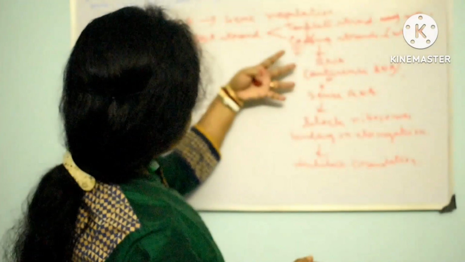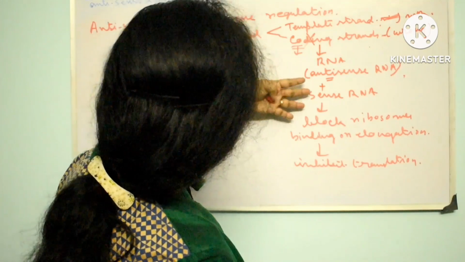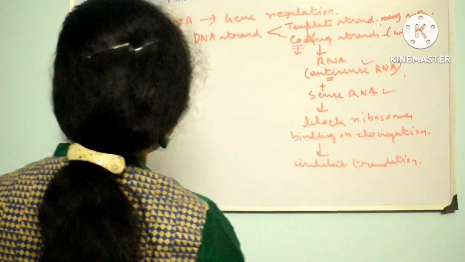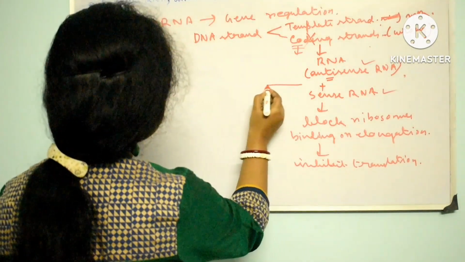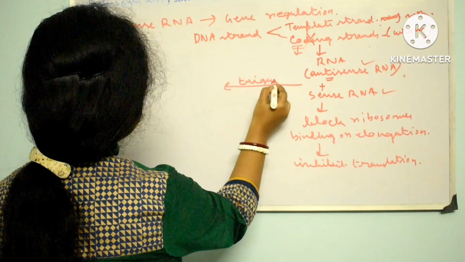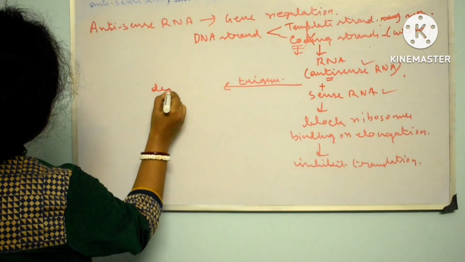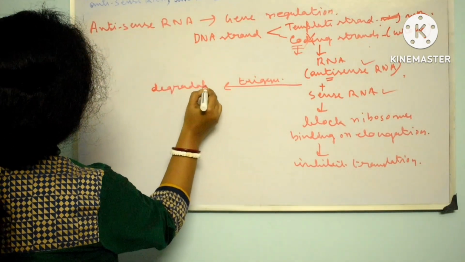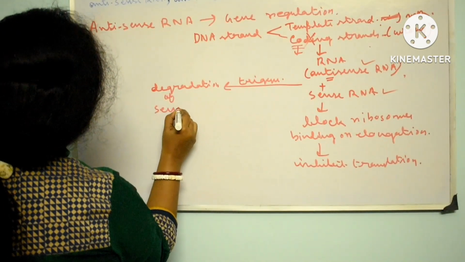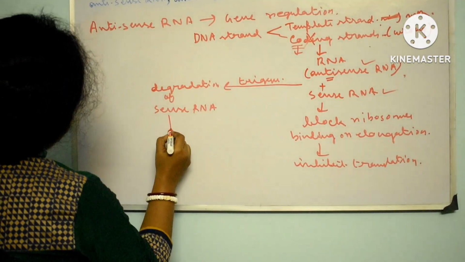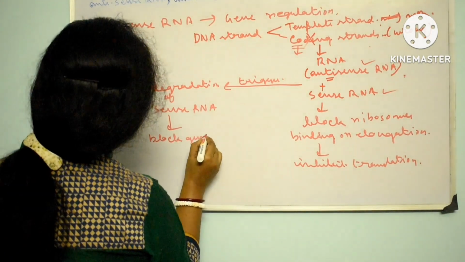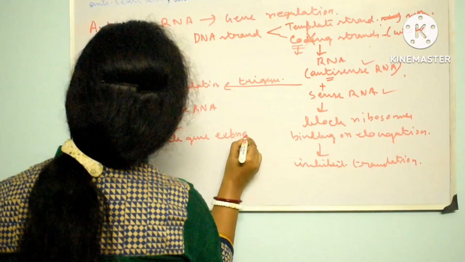And this binding of antisense RNA with sense RNA may also trigger the degradation of sense RNA and thus block gene expression.